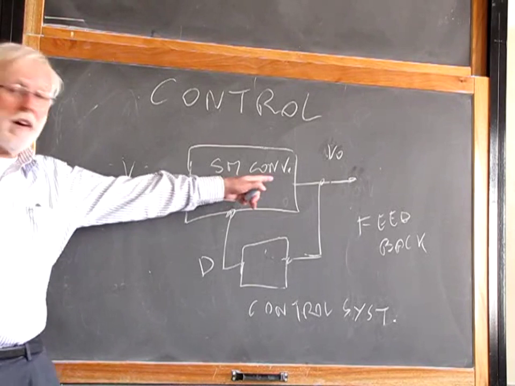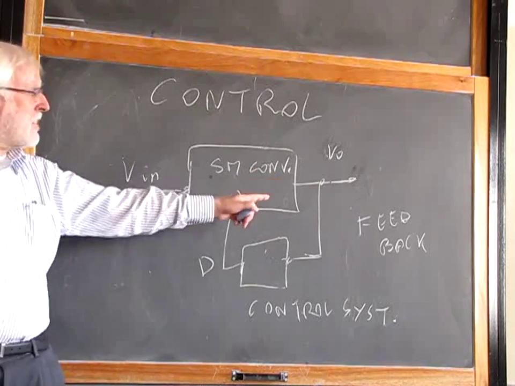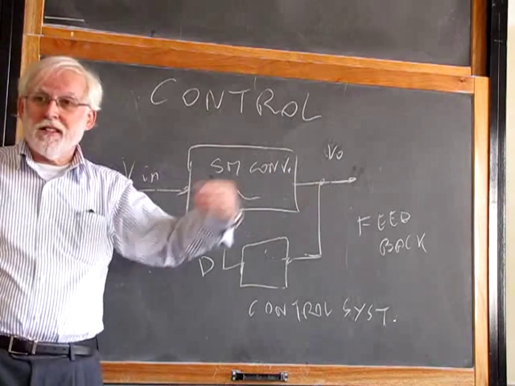Even if you read the output current, you cannot control the output current, because if you control the output current to stay constant, instead of having a voltage source, you get a current source.